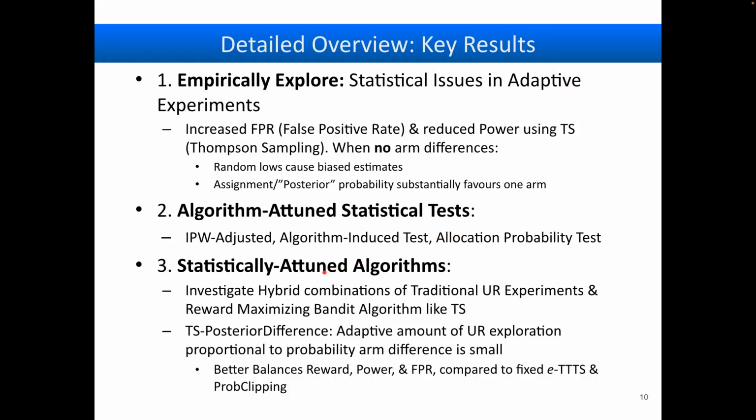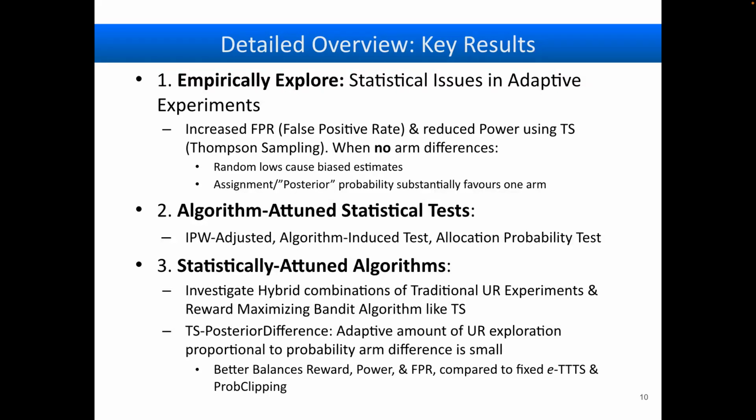Then finally, I'll talk about statistically attuned algorithms. Here we're going to investigate hybrid combinations of traditional uniform random experiments, as well as reward-maximizing bandit algorithms like Thompson sampling. And this algorithm, which needs a much better name, so please suggest, is Thompson sampling posterior difference. What it does is say, epsilon of the time, let's assign with uniform random, 50-50. 1 minus epsilon of the time, let's just run Thompson sampling, posterior sampling. So you will see it's combining uniform random with Thompson sampling, which could help mitigate some of the issues with Thompson sampling. But what's that epsilon? We're going to compare a fixed epsilon, but actually the key idea here is let's make that epsilon, the uniform random probability, proportional to the probability that the arm difference is small.